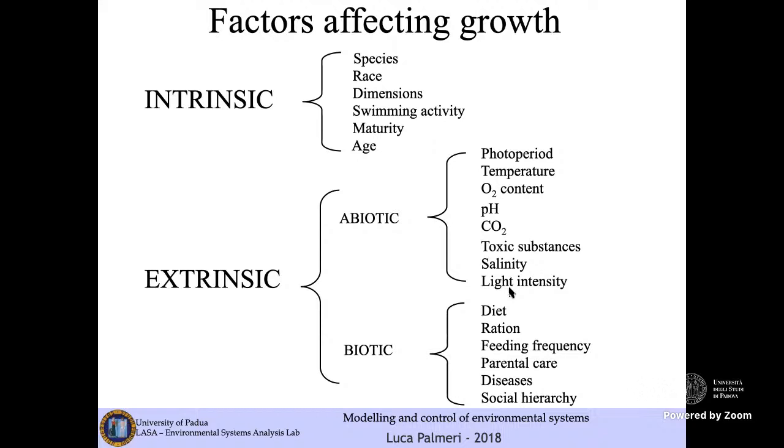The presence of oxygen, you may recall, is a proxy of photosynthetic activity. pH and CO2 are all characteristics that influence the primary production activities. Also the presence of toxic substances, but also the salinity levels.